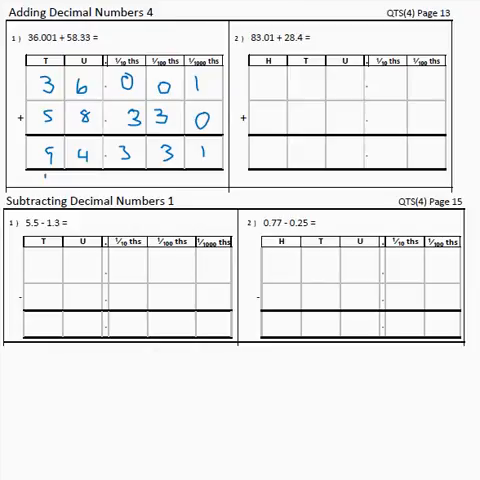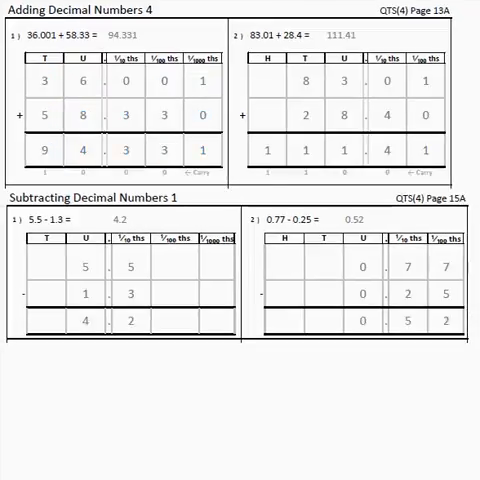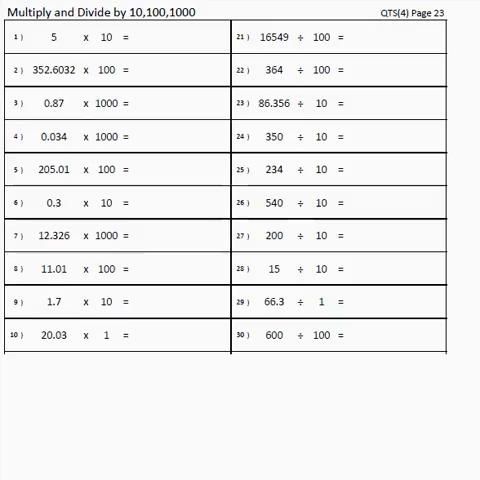I am moving now to the answers. And there's the answers. Lots of practice in the book. Click on the link below to download the book. Pause the video to check. I'm moving on to multiplying by 10, 100 and 1000.